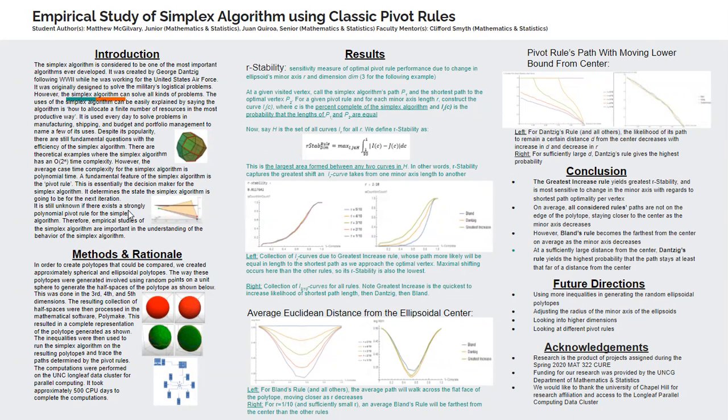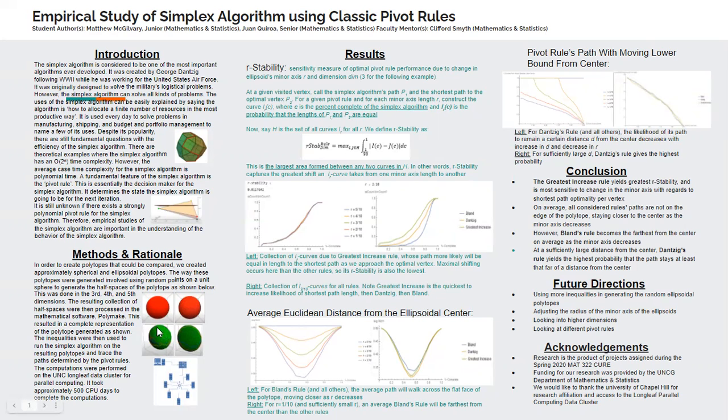So it's not determined how it's going to turn out in the beginning, and you have to go through the pivot rules. Therefore, you have to use empirical studies to understand the behavior of the simplex algorithm. So for our project, we created these polytopes using spheres and ellipsoids for the third, fourth, and fifth dimension. You can see that right here with this sphere. We then picked points along the surface randomly to create a polytope. We used a mathematical software known as Polymake to do this.